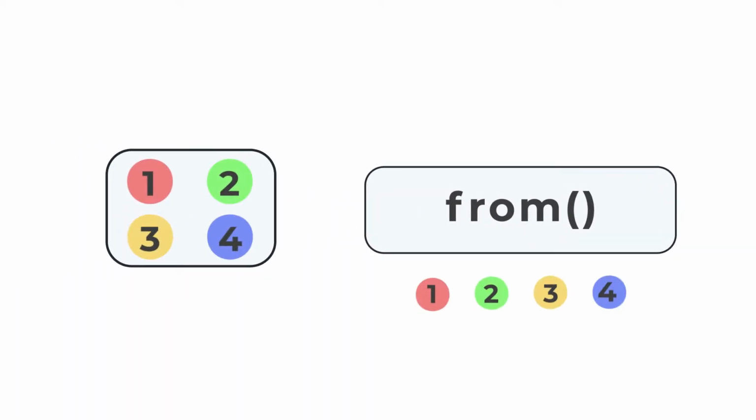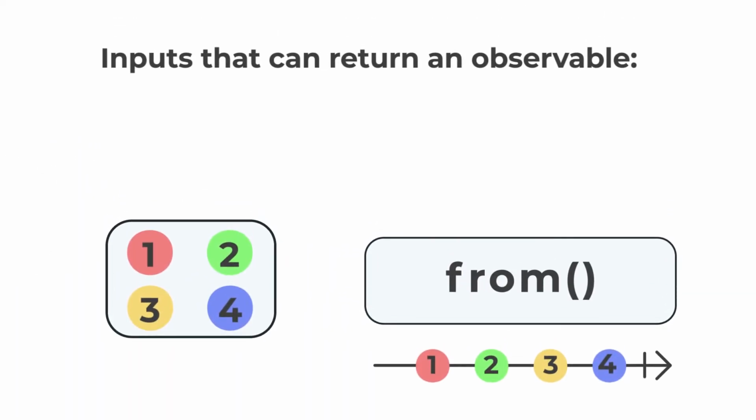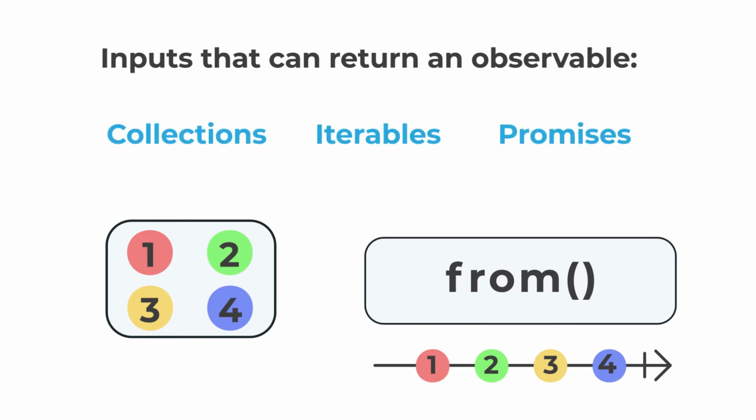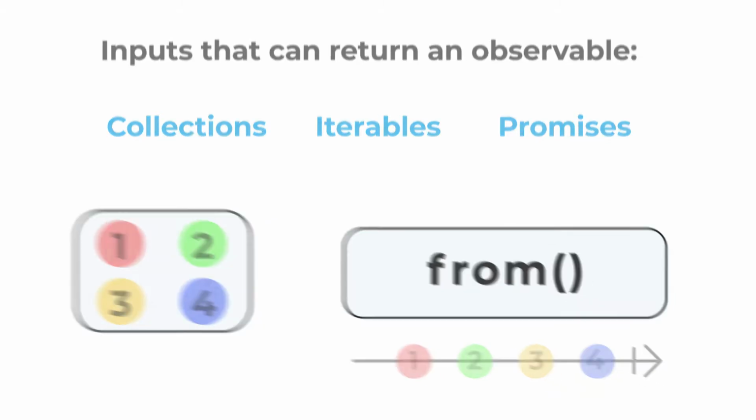Today, we're going to talk about one of the most foundational RxJS creation functions, from. The from creation function allows us to convert compatible objects to reactive streams. This means that we can take collections, iterables, and even promises and use from to convert them and return an observable. From is pretty simple in concept.